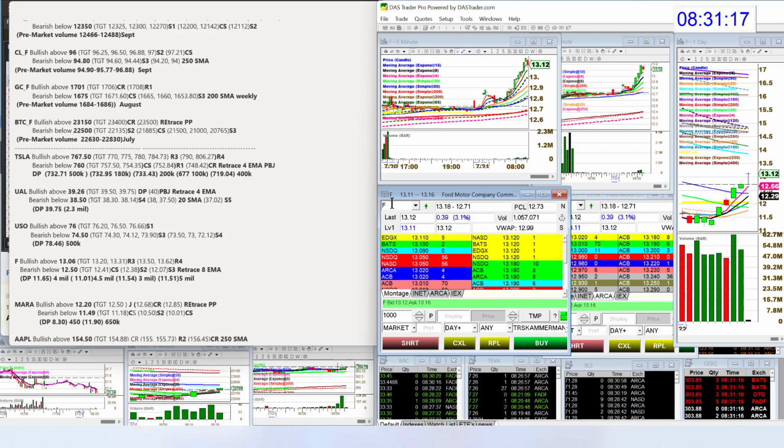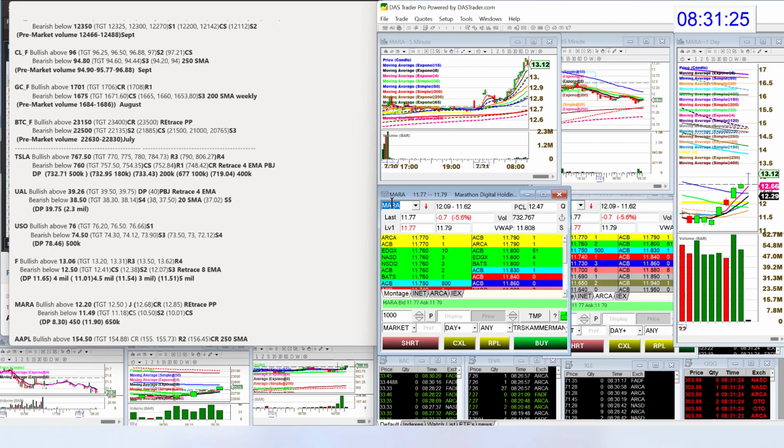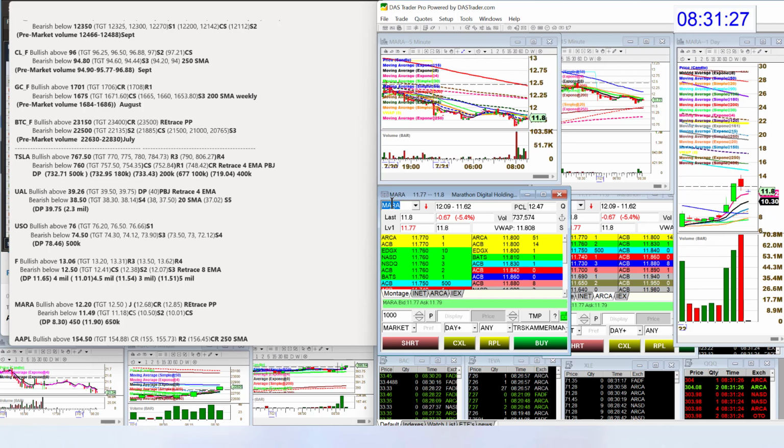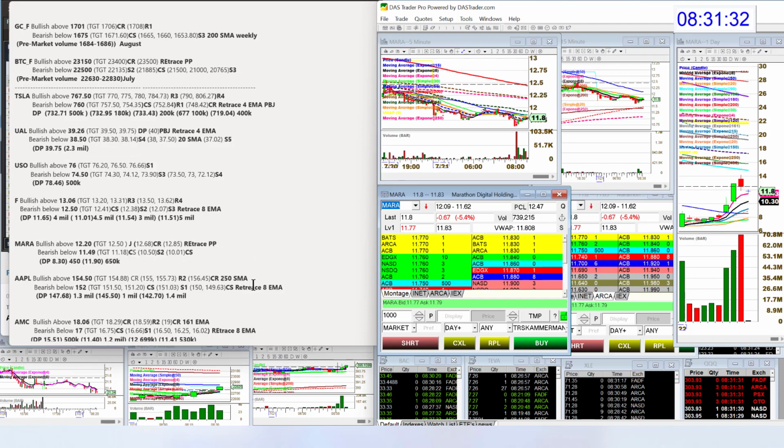The dark pool activity is mostly around that 11.50 level. So we'd have to close below that for a swing bearish trade. But Mara, bullish above 12.20. Bear below 11.49. We'll see if Mara can move today.